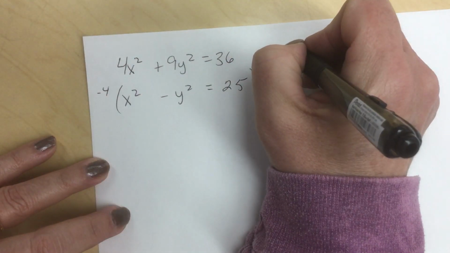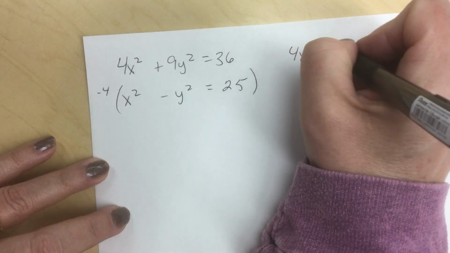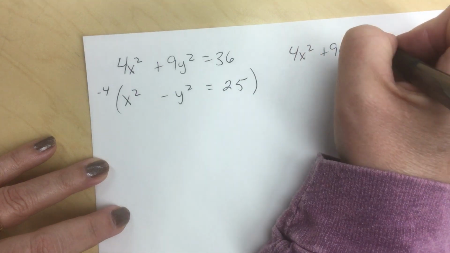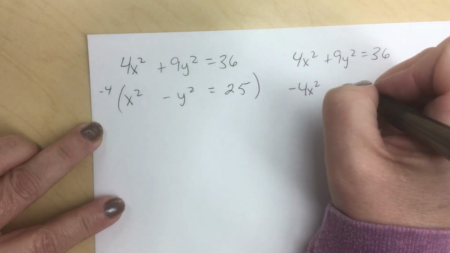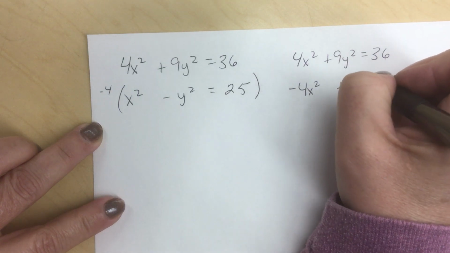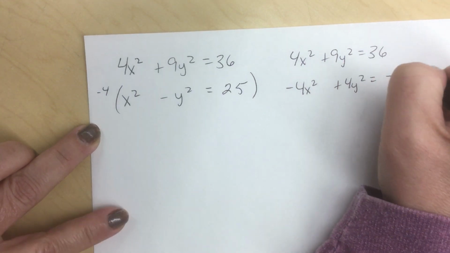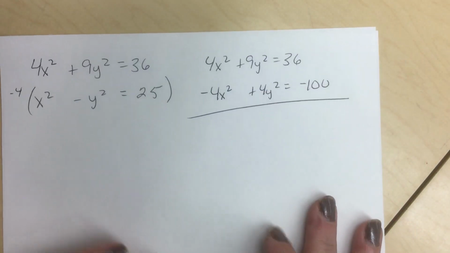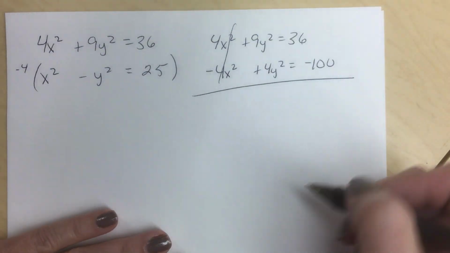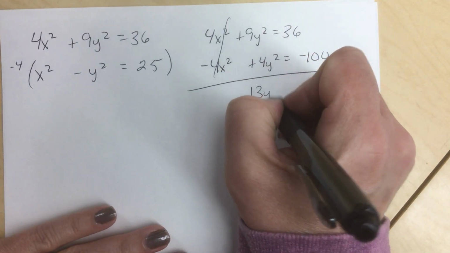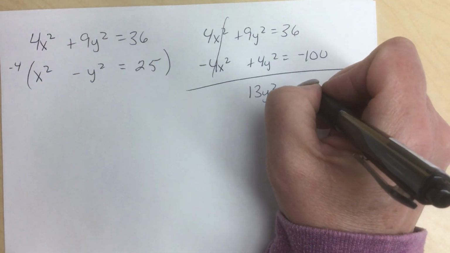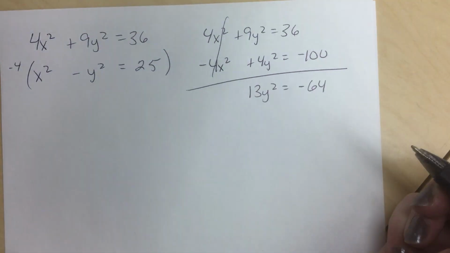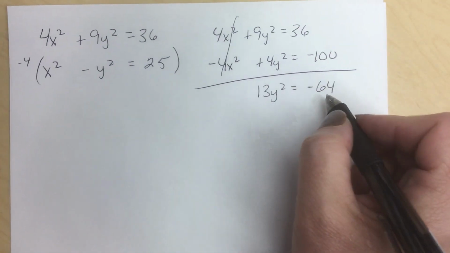So this one stays 4x squared plus 9y squared equals 36, and then this will be a negative 4x squared plus 4y squared equals a negative 100. Okay, so far so good. You get your x's to cancel out, add that together, you get 13y squared, and then negative 100 plus 36 would be a negative 64. And so I can tell right there it's not going to work.